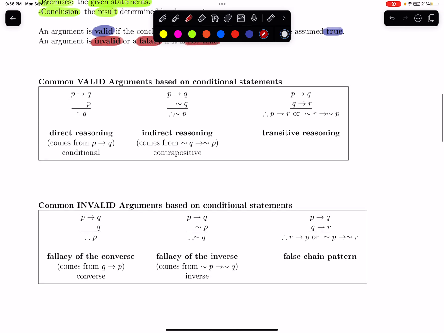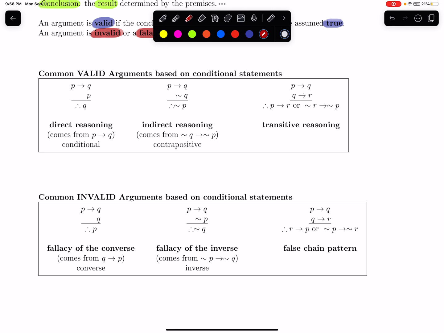Today we're going to look at three common valid arguments and three common invalid arguments. Most of these, actually two thirds of these, come from things that we learned before: the conditional statement, the contrapositive, the converse, and the inverse. We learned all of those last class, so hopefully we've got those down. If not, just go back and review.